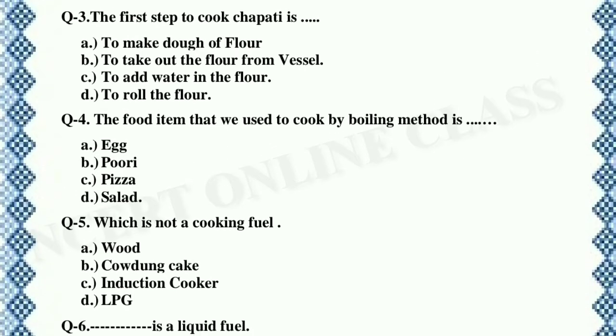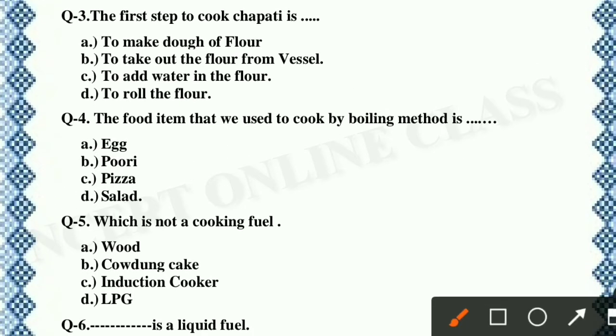Then question 3, the first step to cook chapati is to make dough of flour, to take out the flour from the vessel. Yes, option B is the correct answer, to take out the flour from the vessel. This is the first step. Then question 4, the food item that we cook by the boiling method is egg, puri, pizza or salad. Option A is the correct answer. The food item that we cook by the boiling method is egg.